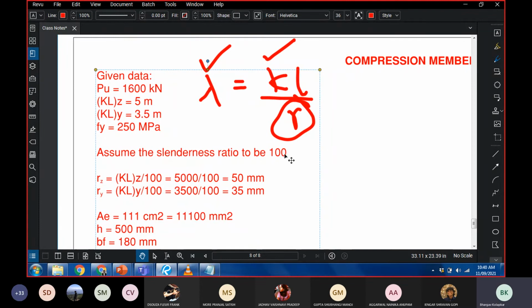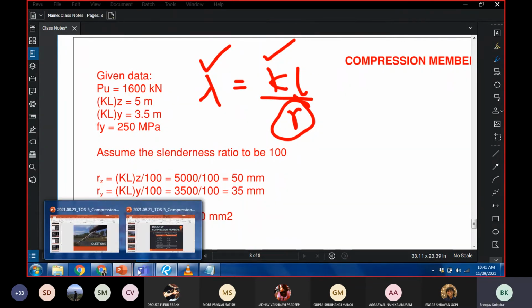So we started by assuming a slenderness ratio, which we know should be in the range of 80 to 150. We started with the number 100. Then we found out the radii of gyration that are required. We found rz because we already knew KLz. So KLz upon 100 is 50. Then ry is KLy upon 100, which is 35. So we have to select a section such that its value of ry should be greater than 35 and its value of rz should be greater than 50. Okay, so we'll quickly go to our steel table.